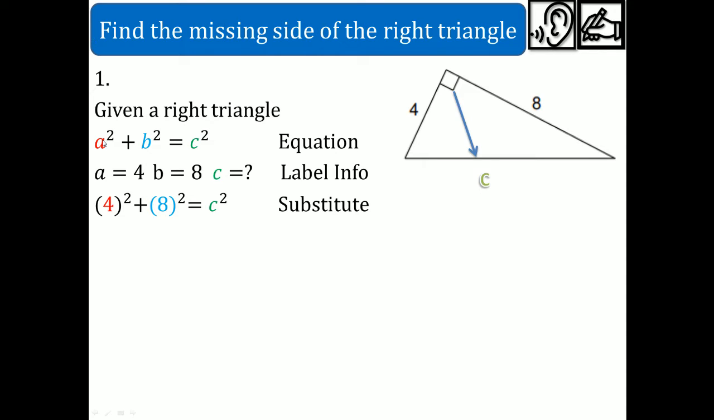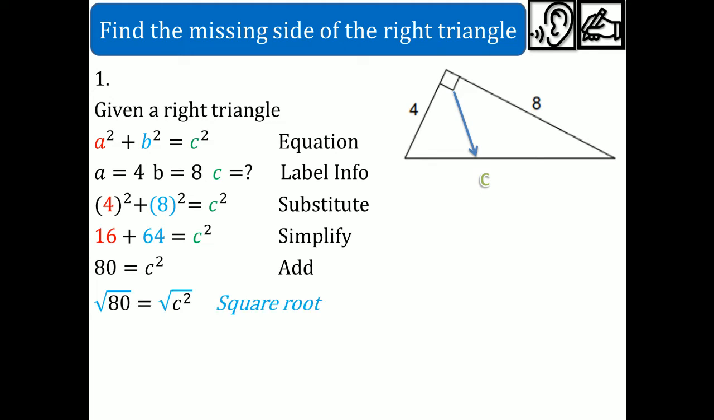Alright, 4 goes into a, 8 goes into b. 4 squared is 16, 8 squared is 64, and c squared is on my right hand side. 16 plus 64 on the left hand side is what I get after I add. Nothing happens to the c squared on the right hand side. Now, we have to get rid of the squared. We're trying to get c alone. So, what do you do? You square root. Once you square root the power of 2, it basically disappears. It really doesn't disappear, it becomes the exponent of 1.